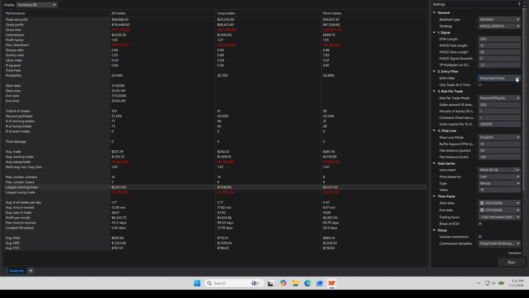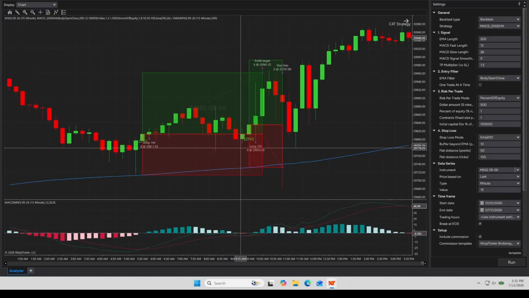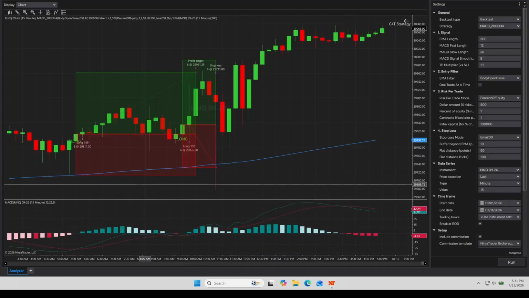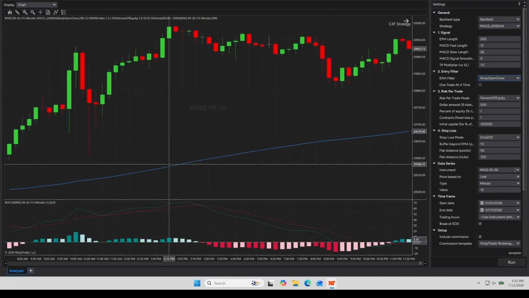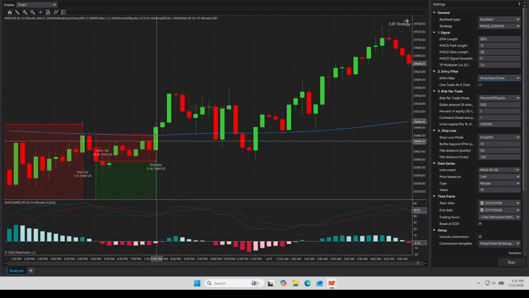So this setting here, let me show the chart. As you can see, this candle here, I said body open and close. The entire candle itself is above the EMA. Because it's above the EMA, that's what this is doing. If I were to choose close only, you'll get scenarios where, for example, this candle opened here and closed up here, so it kind of crossed the 200. That's not what you want.